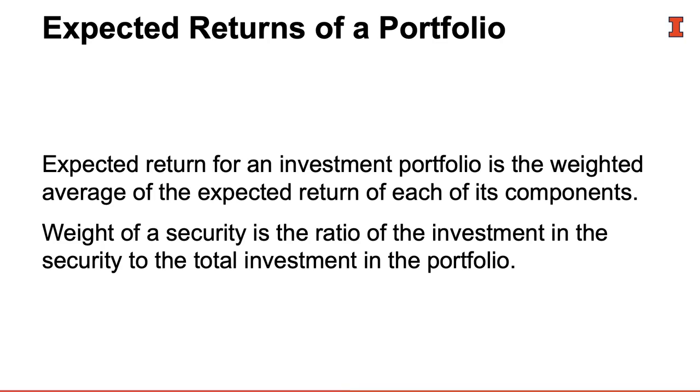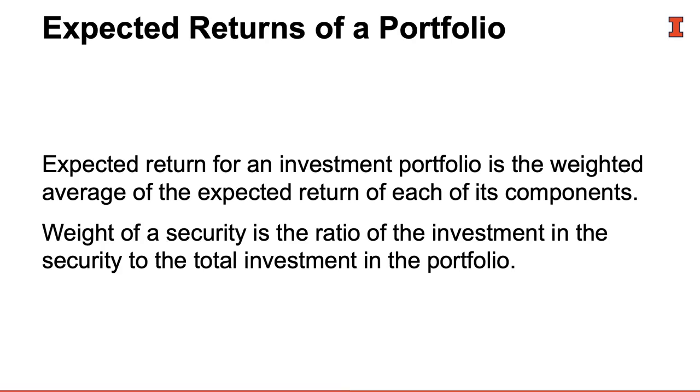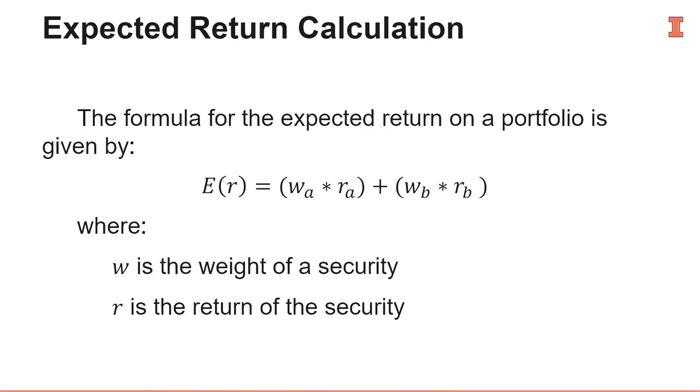So to calculate the expected return of a security, it's really simple. All you have to do is take the log difference. Now that we have calculated the expected return of an individual security, let's look at how we calculate the expected returns for a portfolio of investments. So the expected return for a portfolio investment is the weighted average of the expected returns of each of the components. The weight of a security is the ratio of the investment in the security to the total investment of the portfolio. So what do I mean by that?